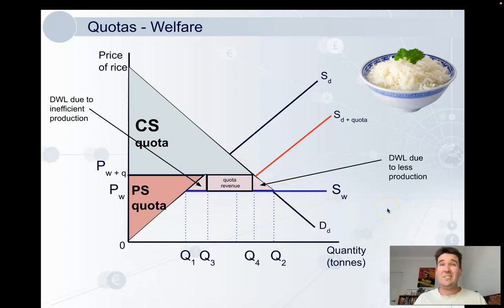Now, many students say this diagram is the most difficult, but if you study hard, you will get it, and you can quote me on that. Sorry.